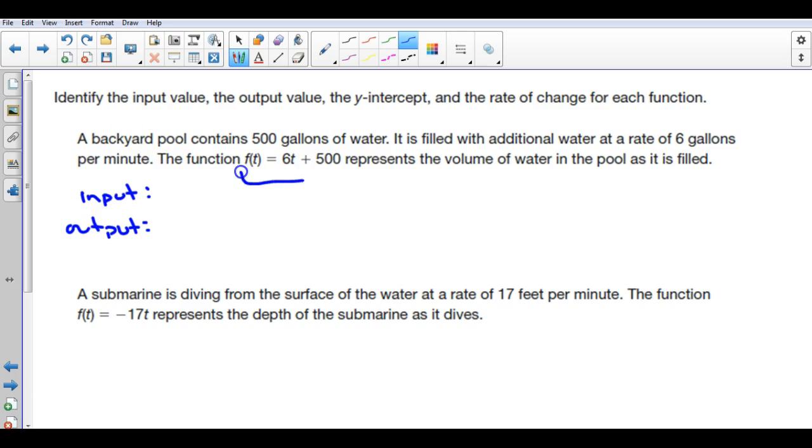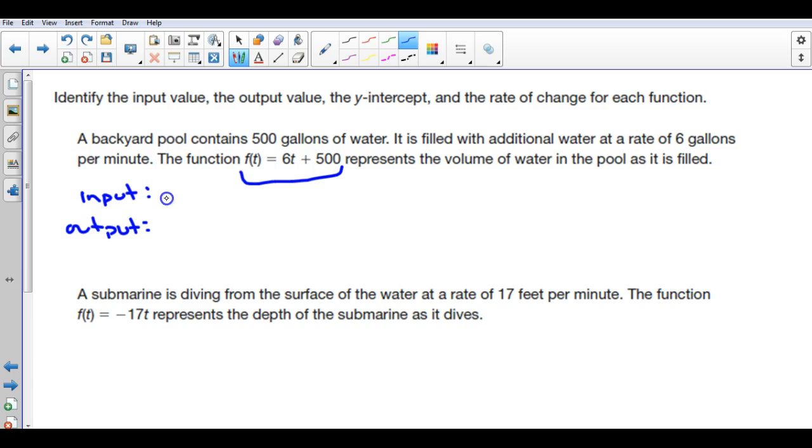Here's my function: f of t equals 6 times t plus the 500, which represents the volume of water. So this is really the amount of water that's in the pool as it's being filled. Let's take a second and talk about what this equation, this function, actually means. f of t is going to represent my total output, and that's how much water is in the pool. T is the variable we're using to represent the time that the person is filling the pool. So if I substitute a value in for t, it's going to give me how much water is actually in the pool.